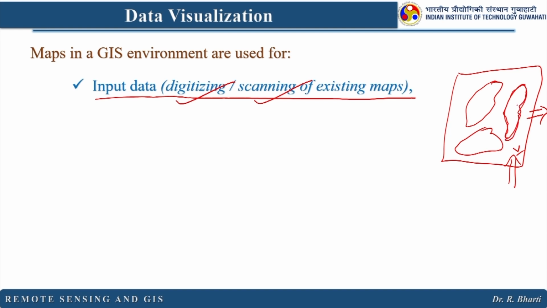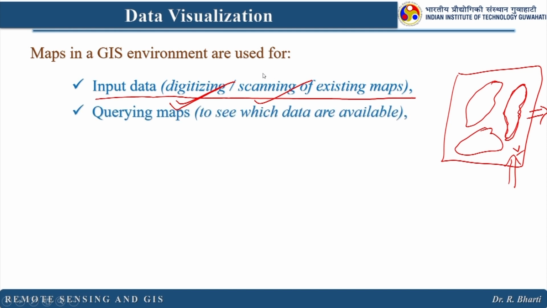So, ultimately you are going to reproduce this result in vector form. That is known as digitization. By digitizing, you can convert this raster data to vector data. In raster data you have pixels, in vector data you have points, lines and polygons. Next one is querying a map.